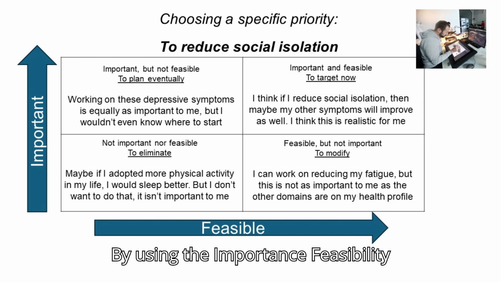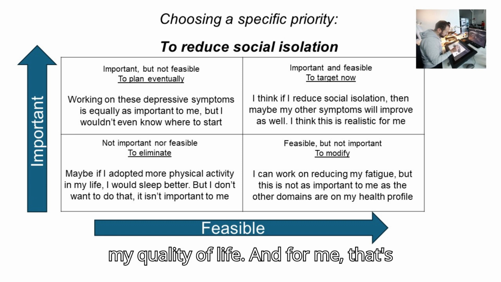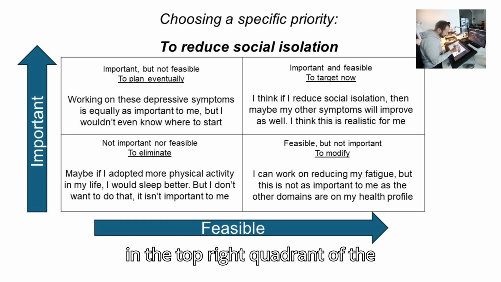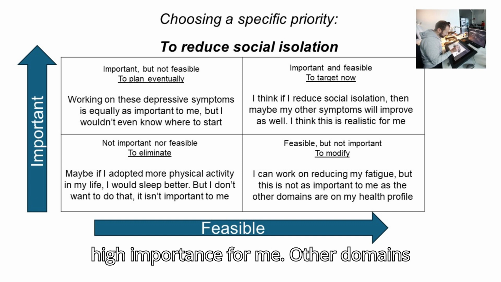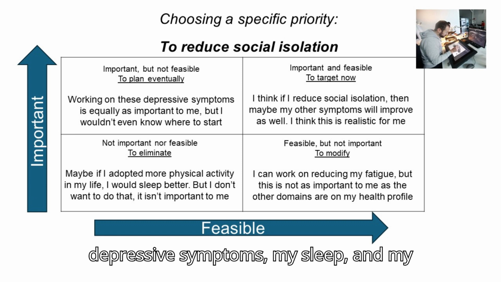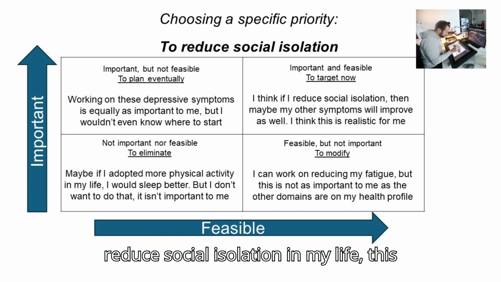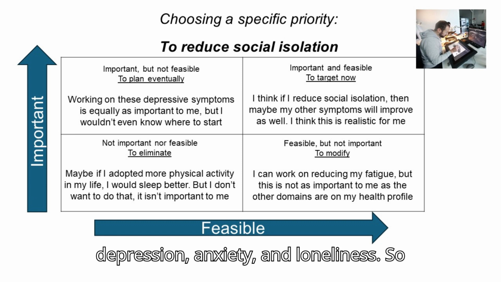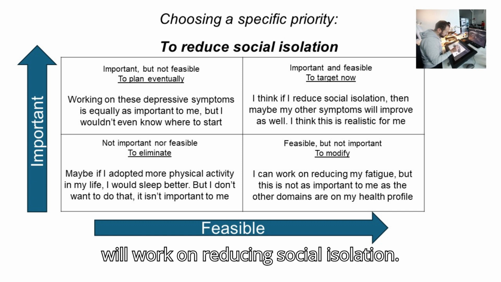By using the importance feasibility matrix, I was able to narrow down which priority I wanted to target for improving my quality of life. And for me, that's reducing social isolation. This is noted in the top right quadrant of the following matrix, and I've placed it there because it has high feasibility and high importance for me. Other domains were considered, such as working on my depressive symptoms, my sleep, and my fatigue. In the end, I think that if I reduce social isolation in my life, this could hopefully improve some other symptoms on my health profile, such as depression, anxiety, and loneliness. So there it is, the decision is made. I will work on reducing social isolation.